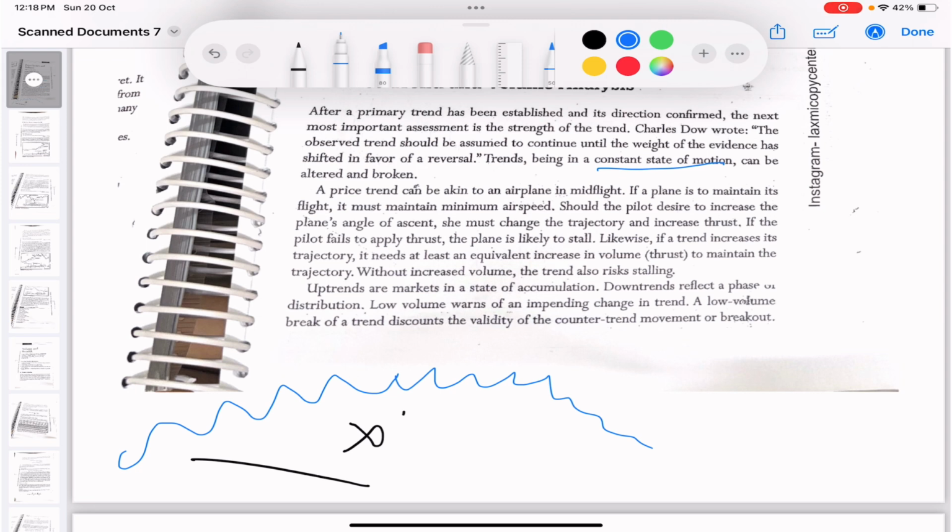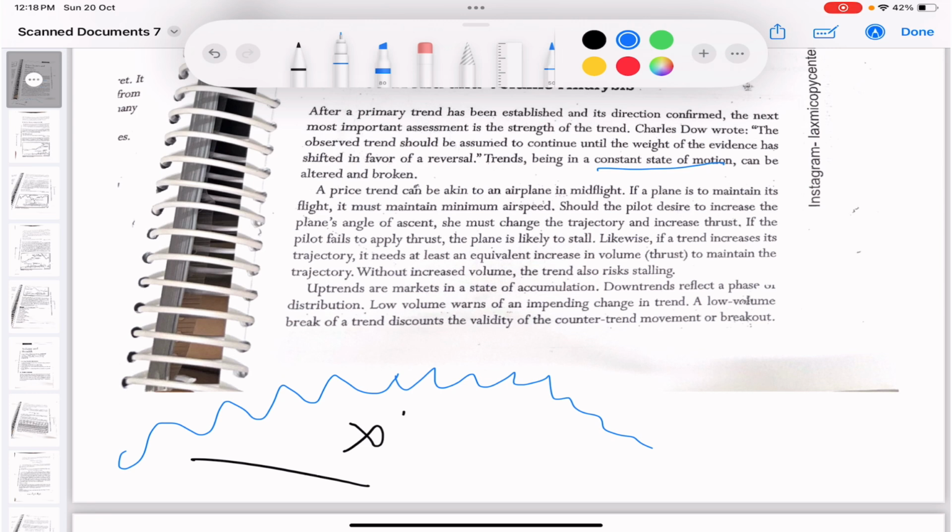Uptrends are markets in a state of accumulation. Downtrends reflect a phase of distribution. Low volume warns of an impending change in the trend. A low volume break of a trend discounts the validity of the counter-trend movement or breakout.